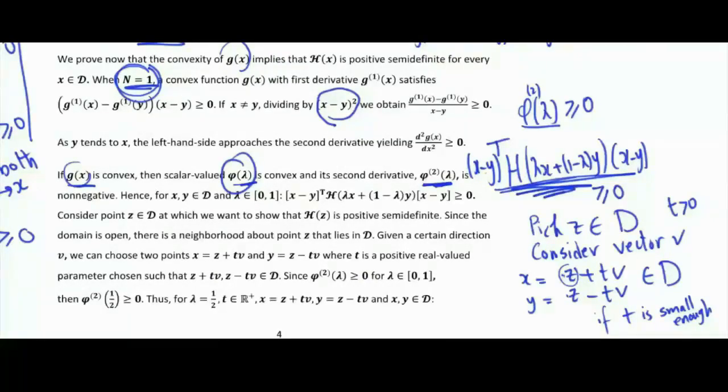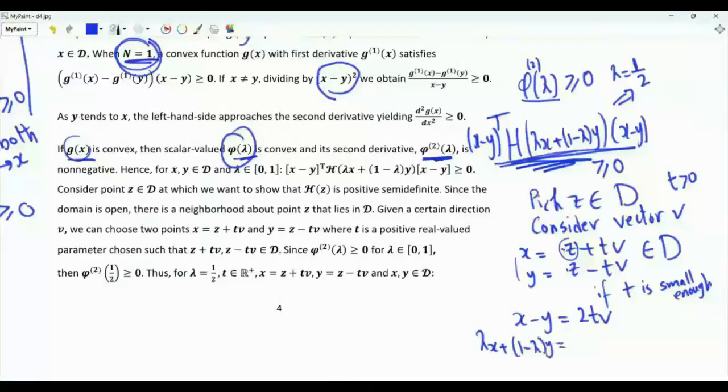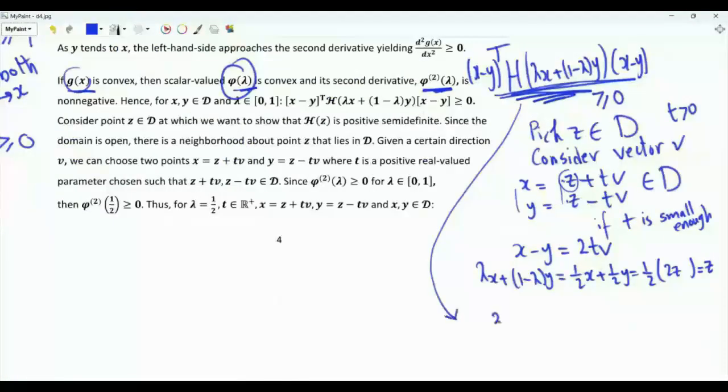The conclusion that we have here is valid for every x and y in the domain and for every lambda. The inequality is valid for the special case when lambda is equal to 1/2. x minus y is equal to 2tv. Lambda x plus (1 minus lambda) y is equal to 1/2 x plus 1/2 y. This is 1/2 of 2z. This is z. The inequality is 2t, which is a scalar, v transpose, the Hessian matrix evaluated at z.